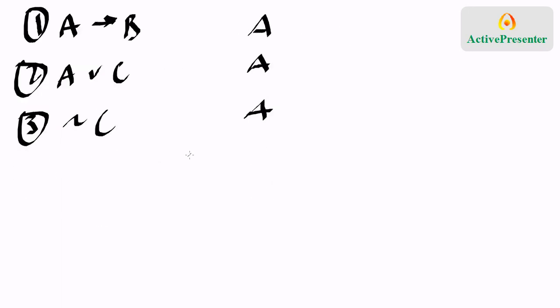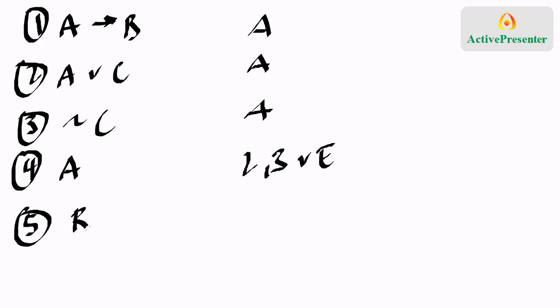Well, we know we want to get to B, so I'm not going to write it down. You can if you want to. For line 4, we want to get A by applying wedge elimination on what's in lines 2 and 3. And then once we have that, we can get B, which is our conclusion, by applying arrow elimination to lines 1 and 4.